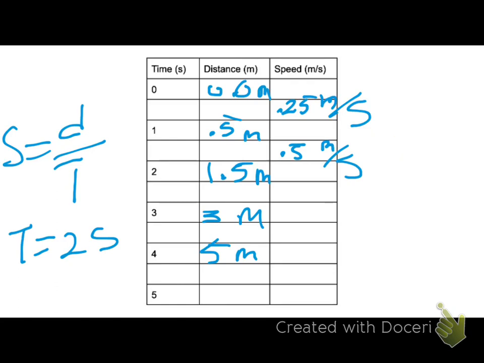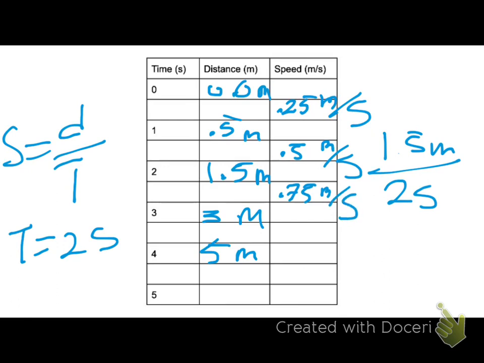So your speed now was 0.5 meters per second. For this next one, you went from 1.5 meters all the way up to 3 meters. So how far did you travel there? Well, you're going to take 3 minus 1.5, and you'll come out with 1.5. So you went 1.5 meters in 2 seconds. So divide 1.5 by 2, and you'll have a speed of 0.75 meters per second.